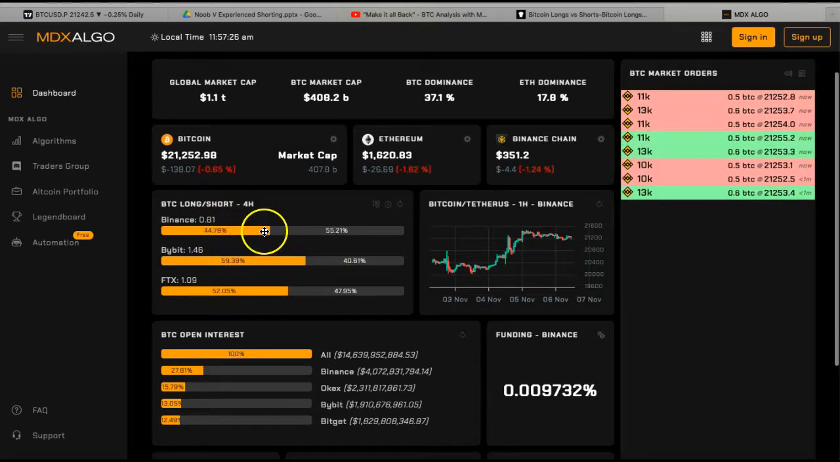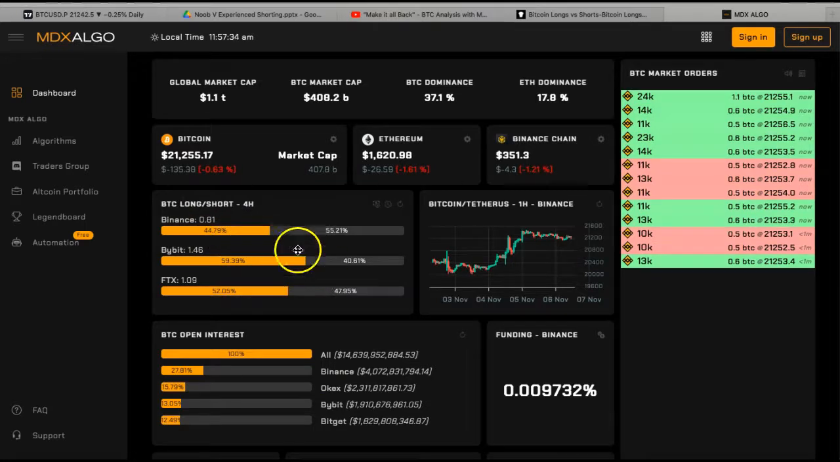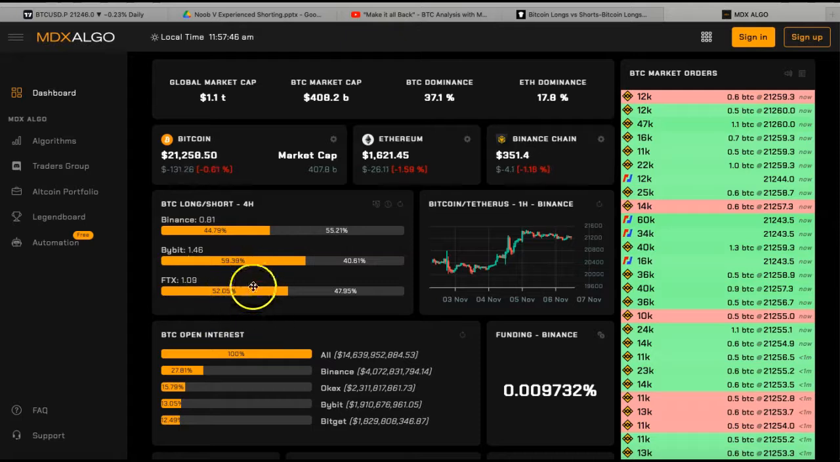I keep looking at Binance because Binance generally are retail traders. And the MDX algo, the API is set such that the top trader data is taken out of Binance. So we get to see more retail price action on the Binance long to short. Whereas in this case, Bybit and FTX are generally more advanced traders. Generally speaking, you can see what they're doing.